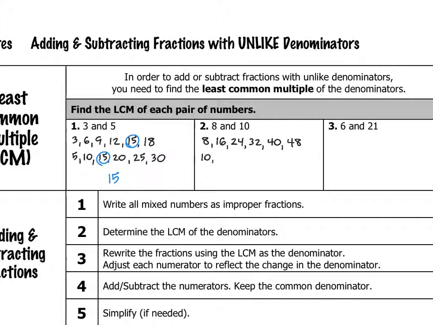And for 10, it's 10, 20, 30, 40, 50, etc. Basically any number that ends in 0. And so the least common multiple here is 40.